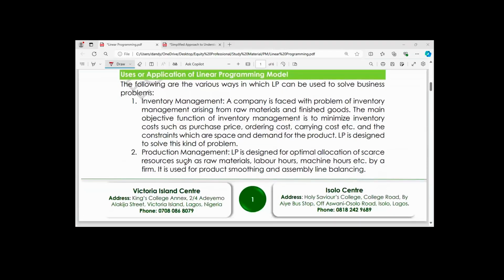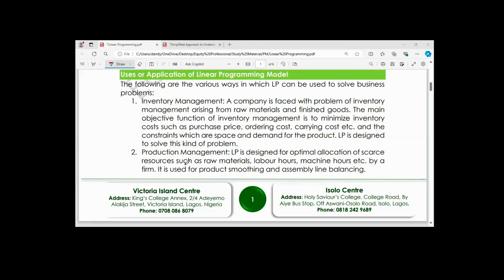Then I also talk about the methods. I said there are 2 key methods of determining optimal production plan. One is the graphical method. The second one is the simplex method. The simplex method is out of your syllabus. So our focus is on the graphical method. The graphical method is used when there are only 2 variables, whereas the simplex method is used when you have more than 2 variables, okay?